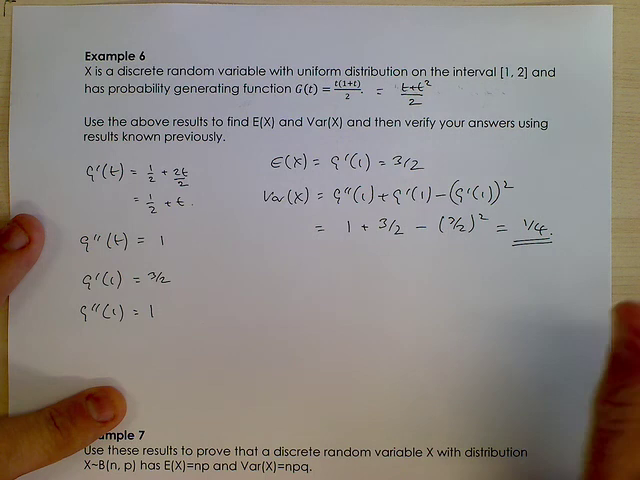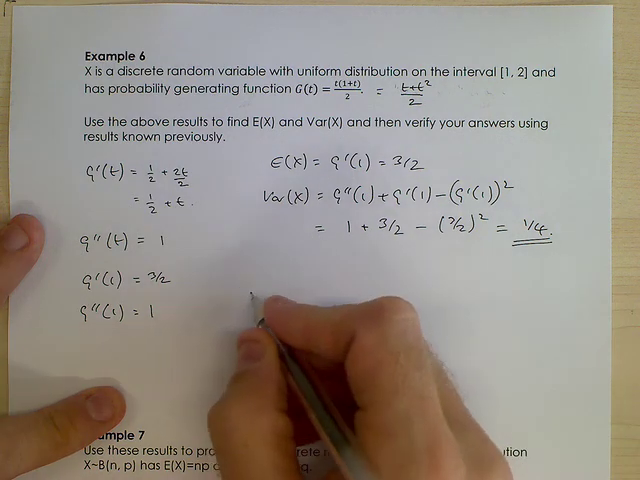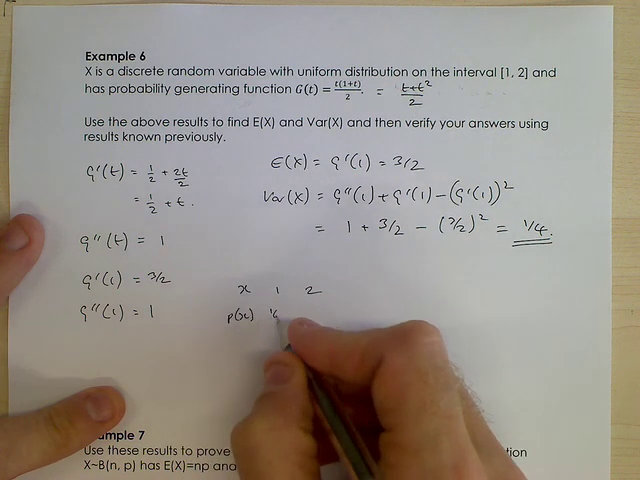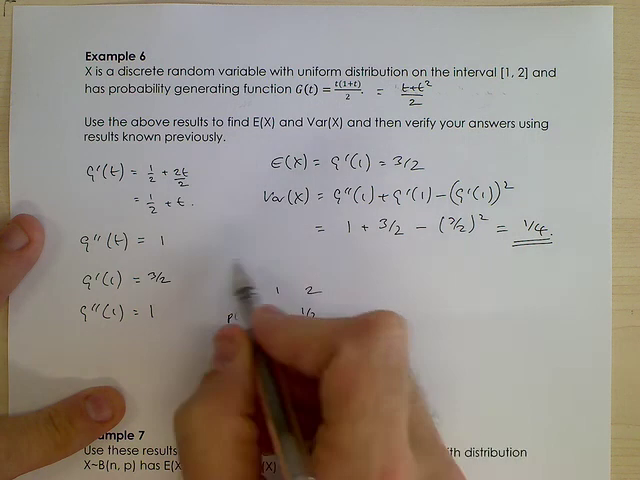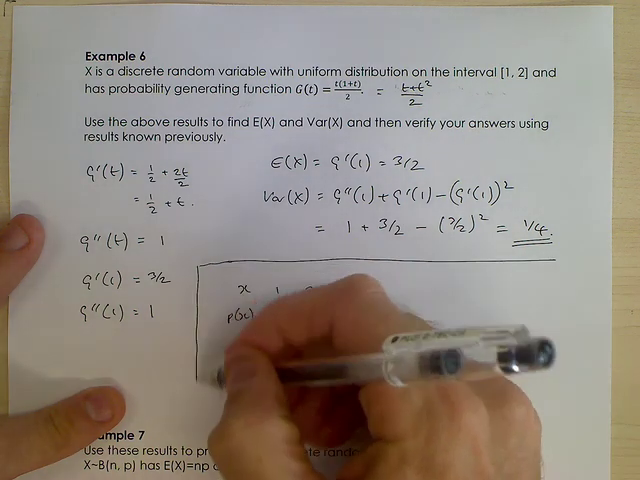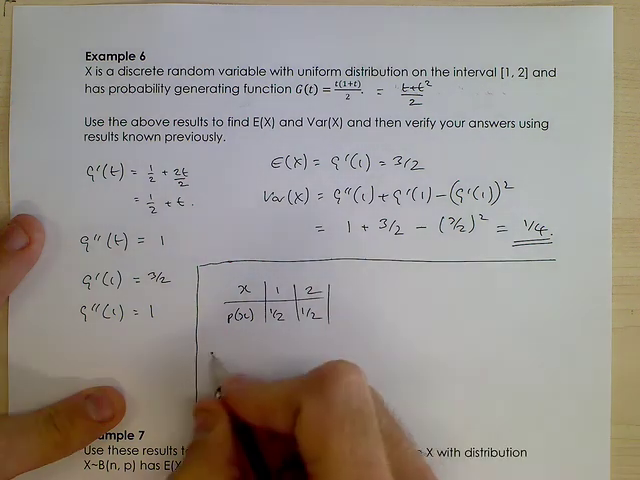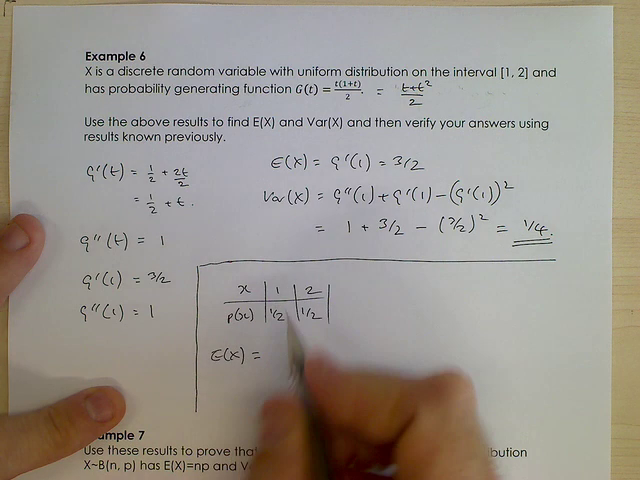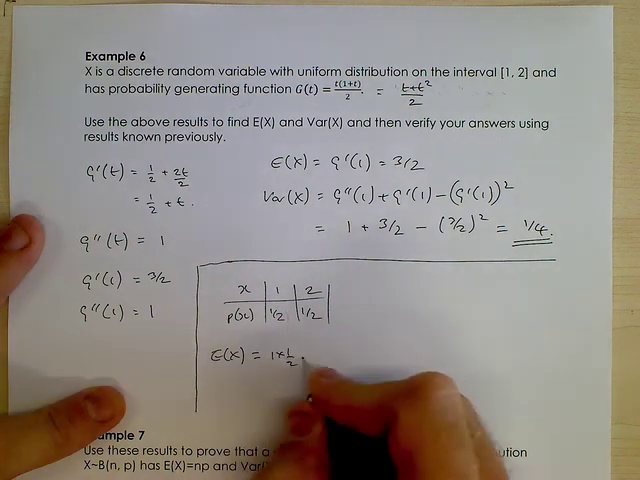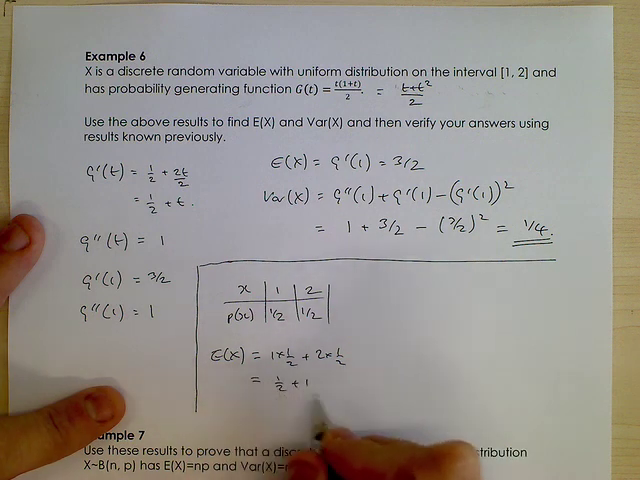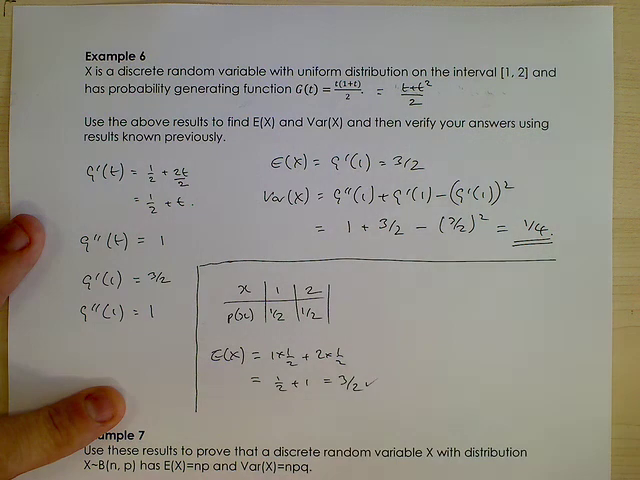I would like to verify that. Ask me to verify it using results I already know. So I'm going to jot down the distribution. X is either 1 or 2, and the corresponding probabilities, a half or a half. Let's just block this a little bit off. So there is my distribution. I know that E of x comes from x times P of x: 1 times a half plus 2 times a half, which is going to be half plus 1, which is 3 on 2, matches before.